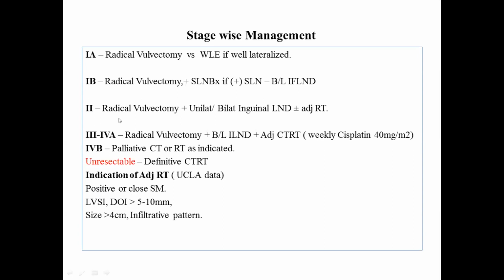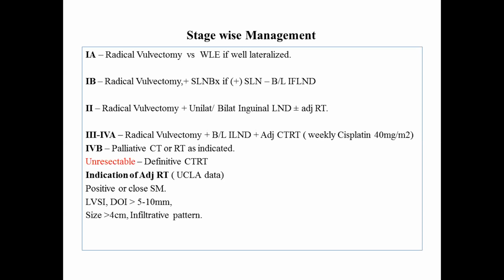Stage 3 and 4A are treated up to 4A: radical vulvectomy, bilateral inguinal lymph node dissection, followed by adjuvant CTRT. Adjuvant CTRT means weekly cisplatin at 40 mg per square meter, which we are using in CA cervix cases also. For stage 4B, palliative CT or palliative RT is indicated.